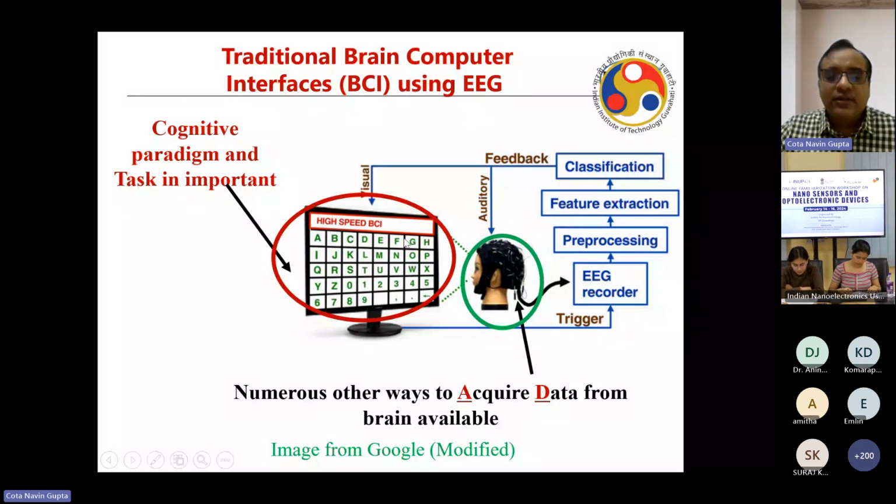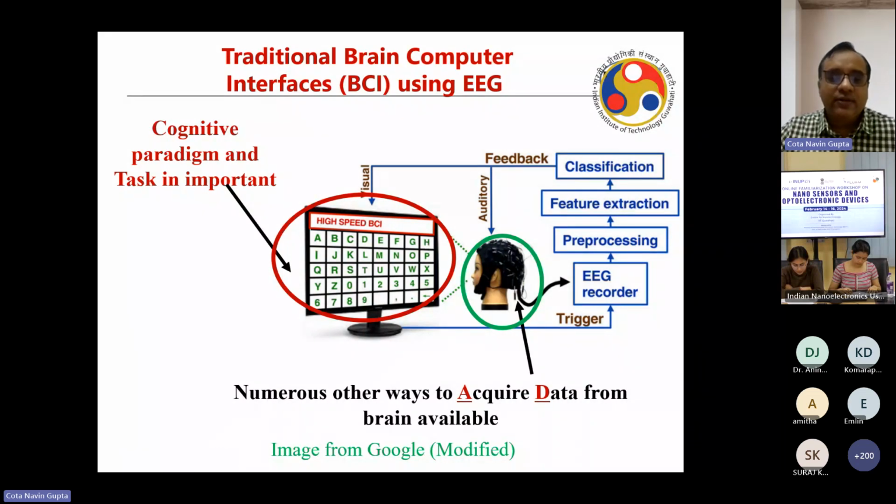So when this row is flashed, because he wants to spell H, he needs to count it as one. And after the first flash of this row, let's say this row is flashing, he would not count because there's no H in this row. So then again, let's say if this column is flashed, the letter H is there in this column. So he would count as 2.